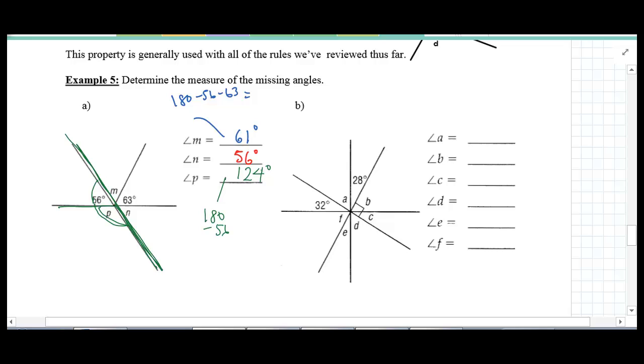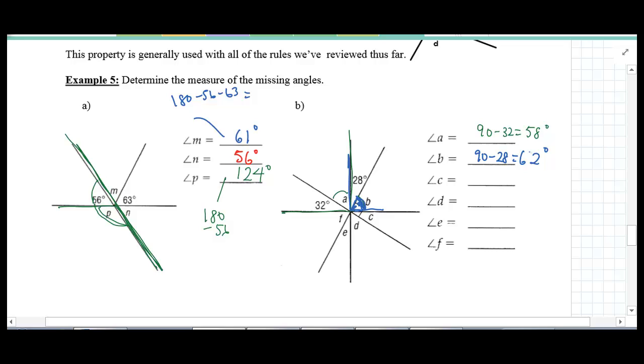Okay. Part B, angle A seems to be here. It makes up a right angle. It's complementary, so 90 minus 32 is 58. Angle B seems to be just this little part here. Okay, I'll use blue. So it seems to be complementary to that right angle. So 90 minus 28, that would be 62.